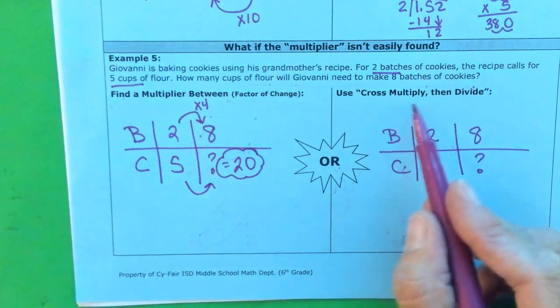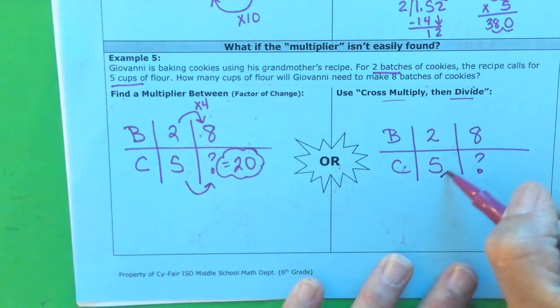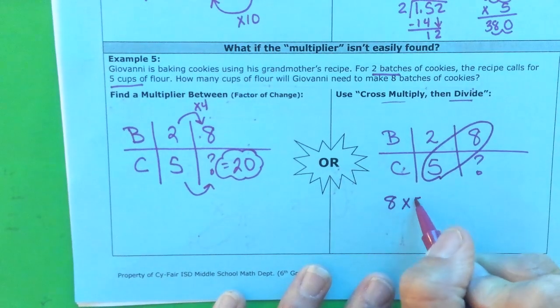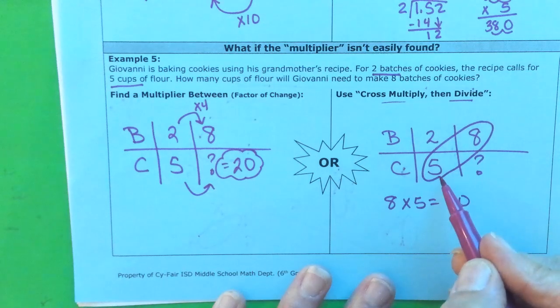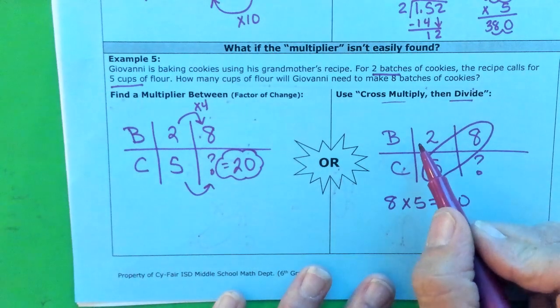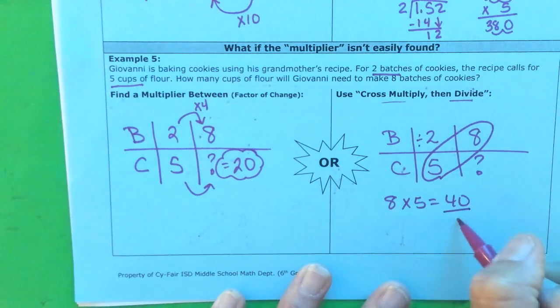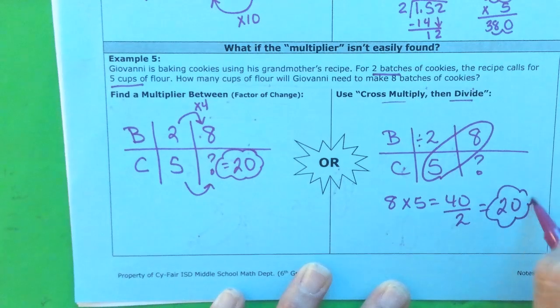Will the cross multiply and then divide work? So what you do is you look for 2 numbers that are diagonally across, like this 8 and this 5. And then what is 8 times 5? Well, that equals 40. So cross multiply, you get 40, and then you divide by what's left. What's left is this 2. So 40 divided by 2, that equals 20. Did I get the same answer?